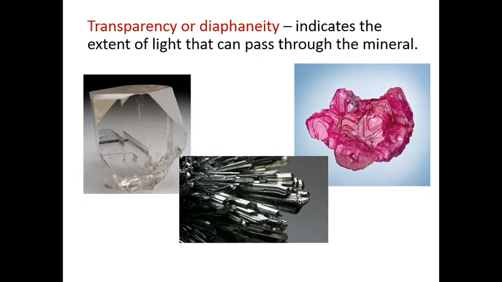Then we have also the transparency or diaphanity. The diaphanity indicates the extent of light that can pass through the mineral. So very self-explanatory when we say transparency and diaphanity. Transparency, also known as diaphanity, indicates the extent of light passing through the mineral.